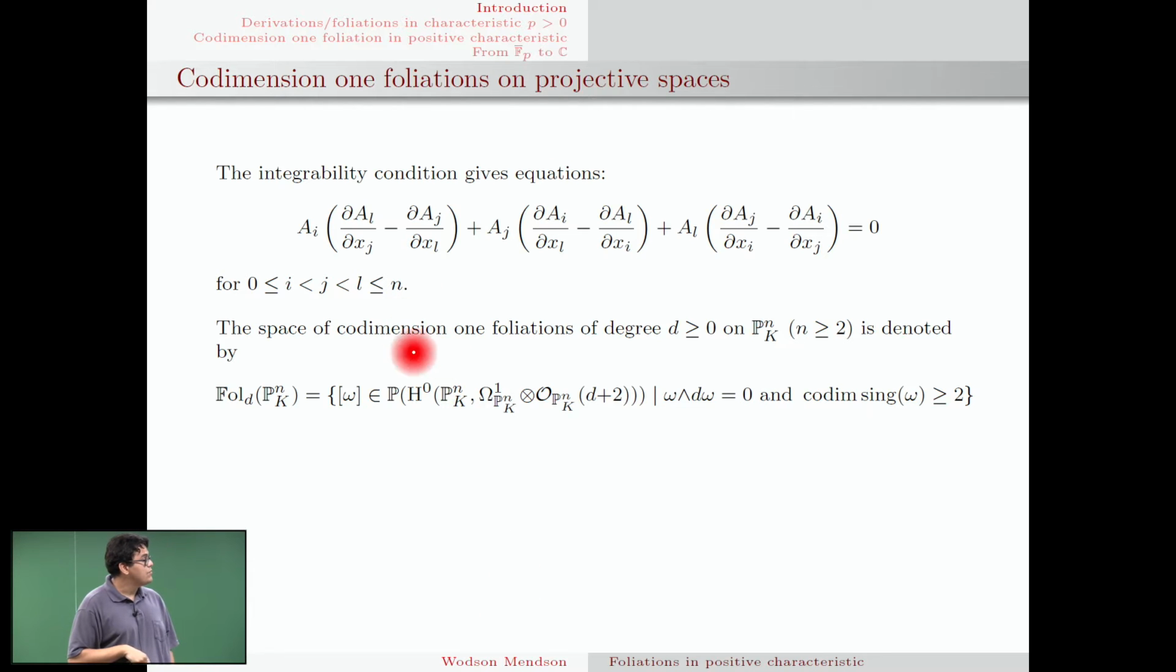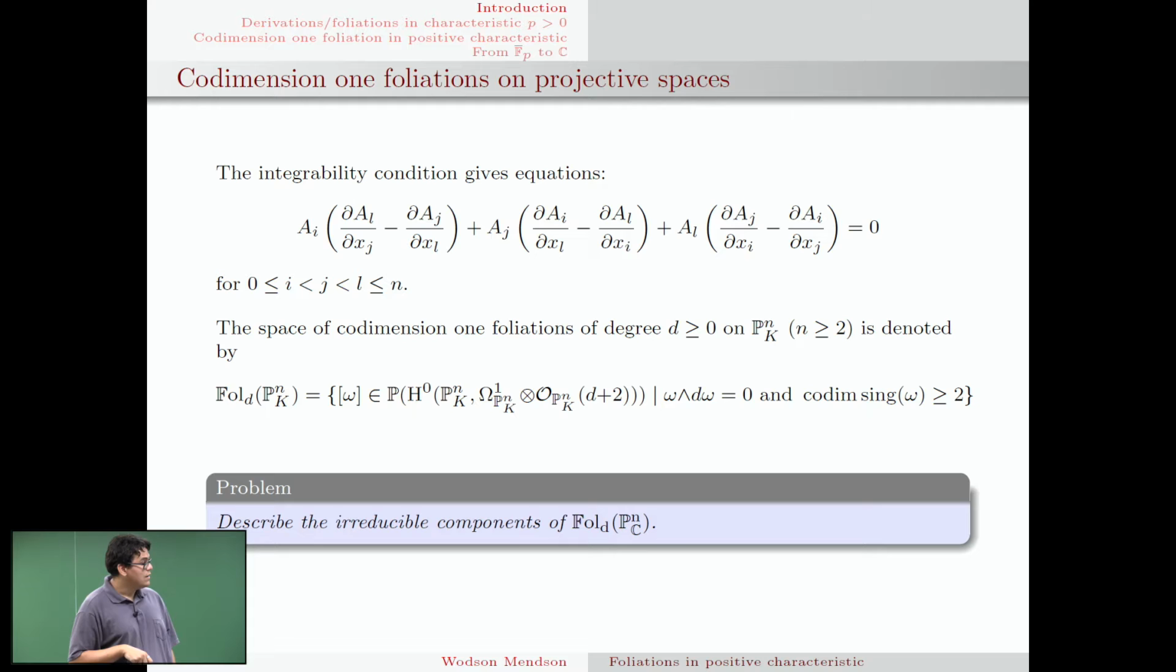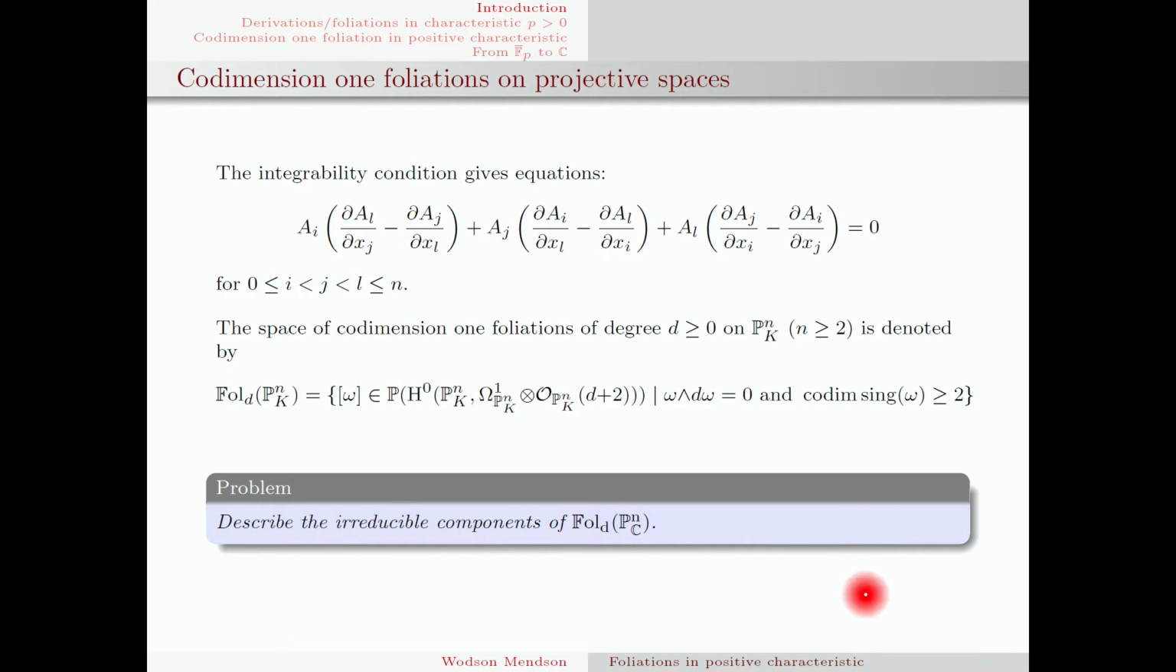And I will denote the space of codimension 1 foliations by this set here. We are looking for the projective 1-forms that satisfy the integrability condition and the condition on the singular set. And a classical problem here is to describe the irreducible components of this space when K is the complex field.